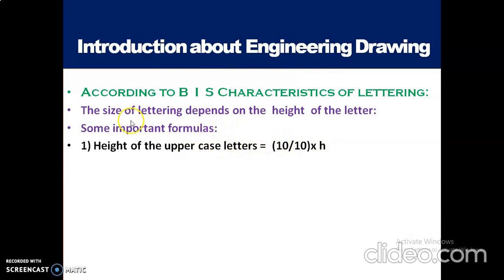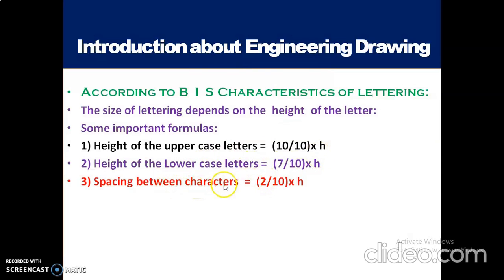That's why the size of the letter depends on the height of the letter. You can take any height: H equal to 10, H equal to 2, H equal to 5, H equal to 1, whatever it is. This H means the height of the letter. If we take H as 10, the 10 gets cancelled and we get a 10 value, which is the height of the uppercase letter. The height of the lowercase letter formula is 7 by 10 into H.